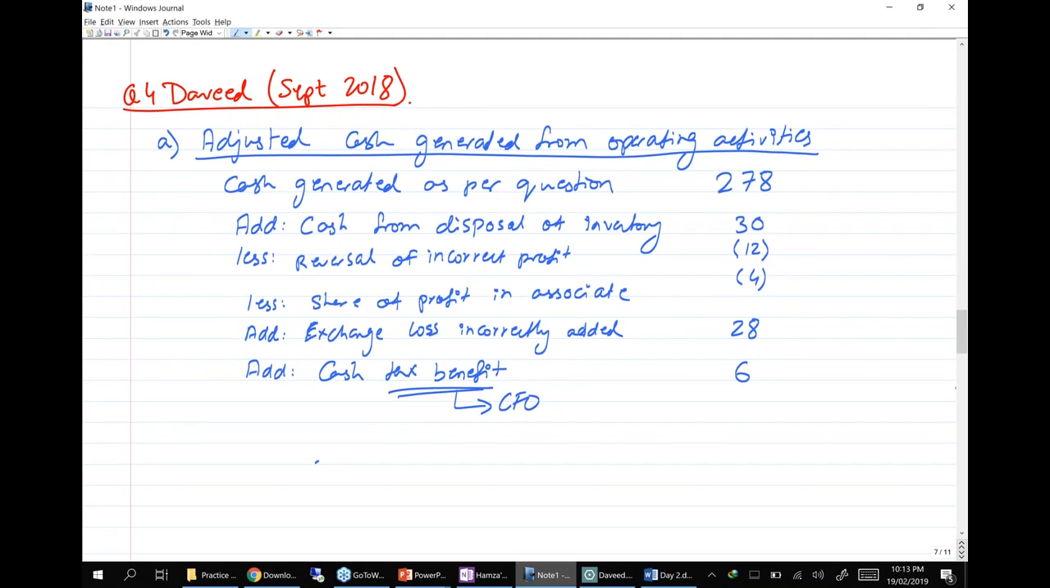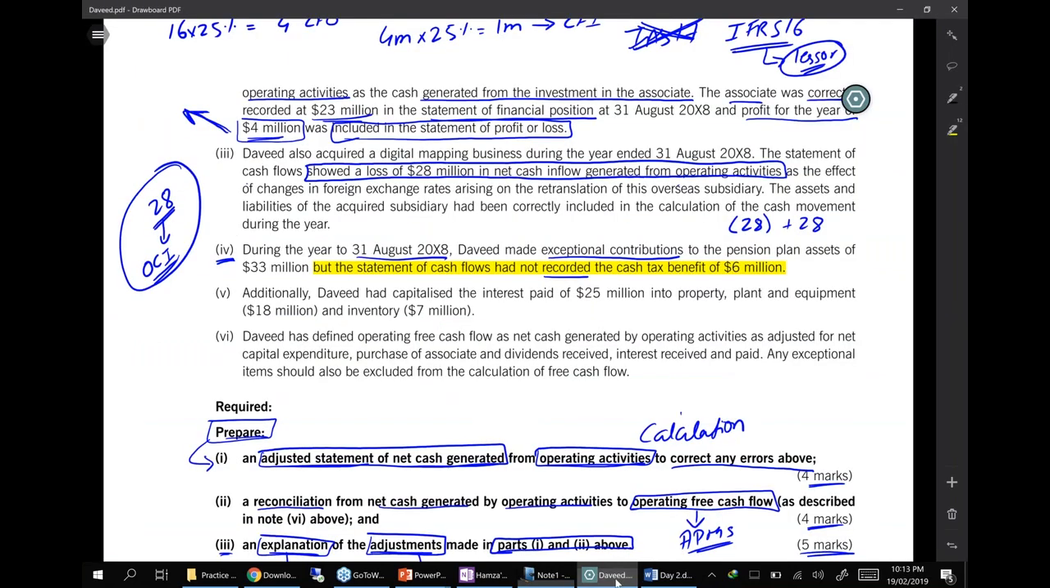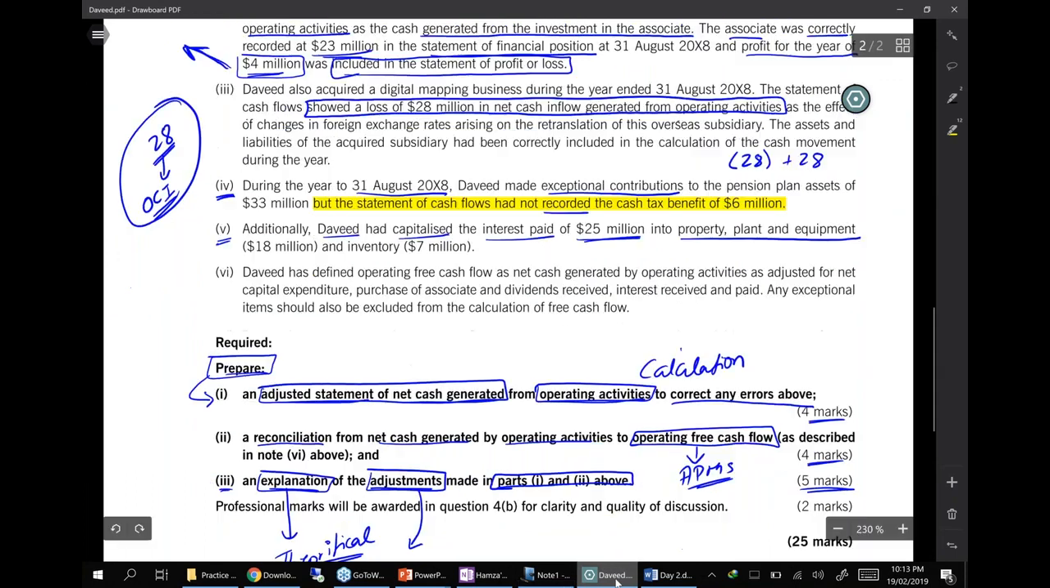Now the question further says in adjustment 5 that additionally David had capitalized interest paid of $25 million into the property plant equipment, out of which 18 million related to property plant equipment and 7 million was relating to the inventory. So we have paid interest of 25, out of which 18 relates to the PPE and 7 relates to the inventory. So is this 7 million of the interest paid an operating activity or a financing or an investing activity?